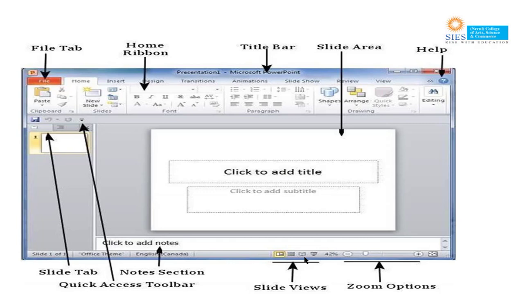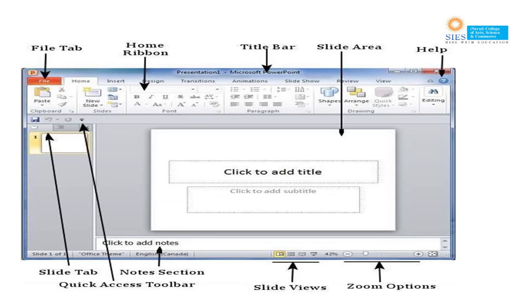Then next is the notes section. This section allows you to add notes for the presentation, and these notes will not be displayed on the screen during the presentation. These are just a quick reference for the presenter. Next is the quick access toolbar. It is located under the ribbon. This toolbar offers a convenient place to group the most commonly used commands in PowerPoint. You can customize this toolbar to suit your needs.